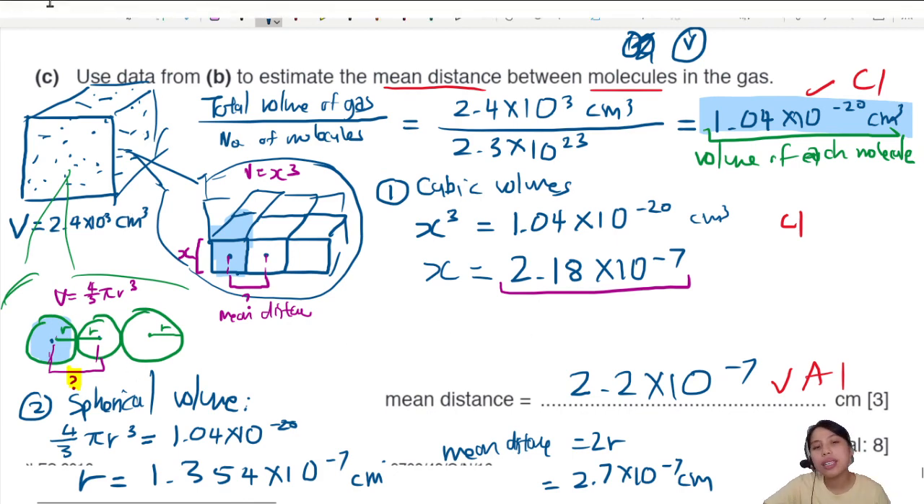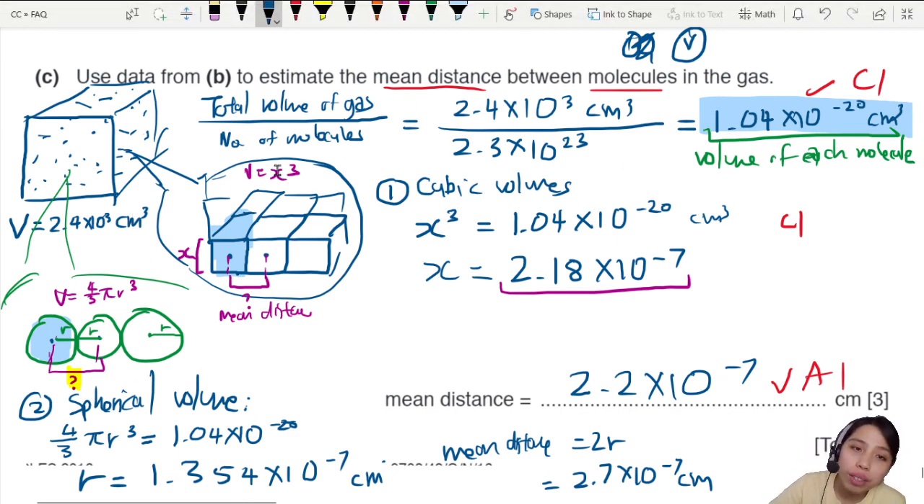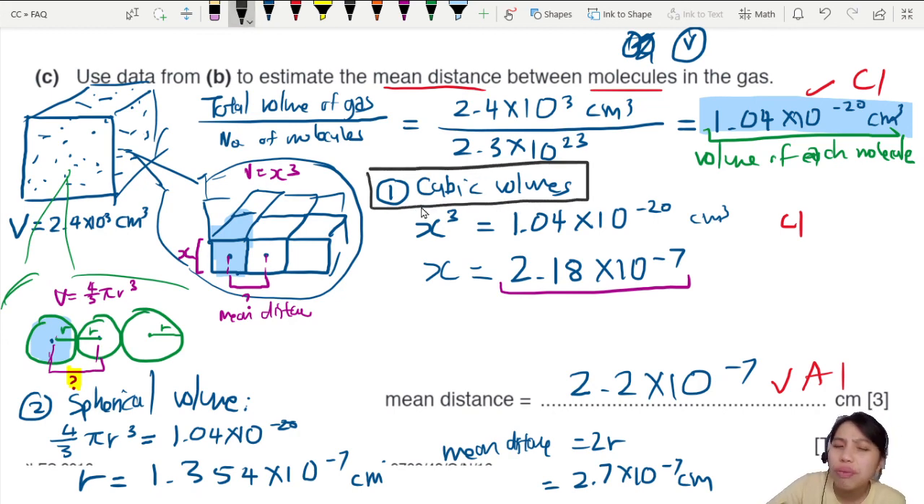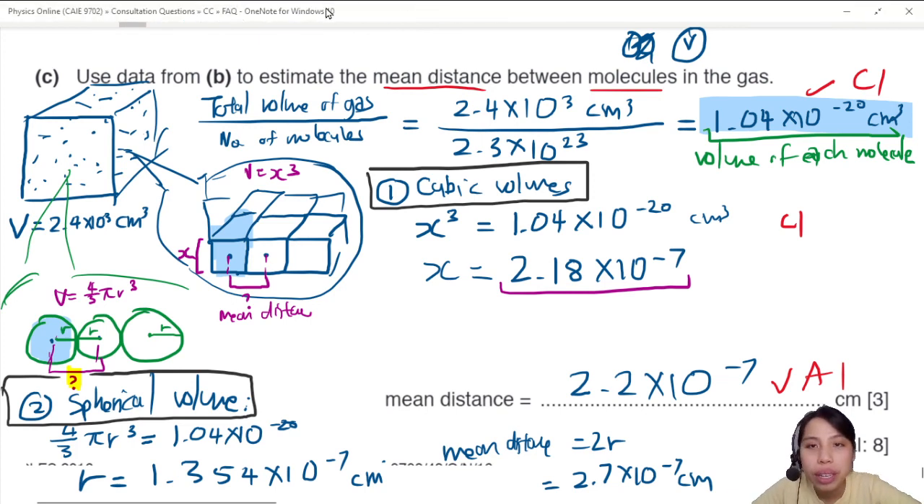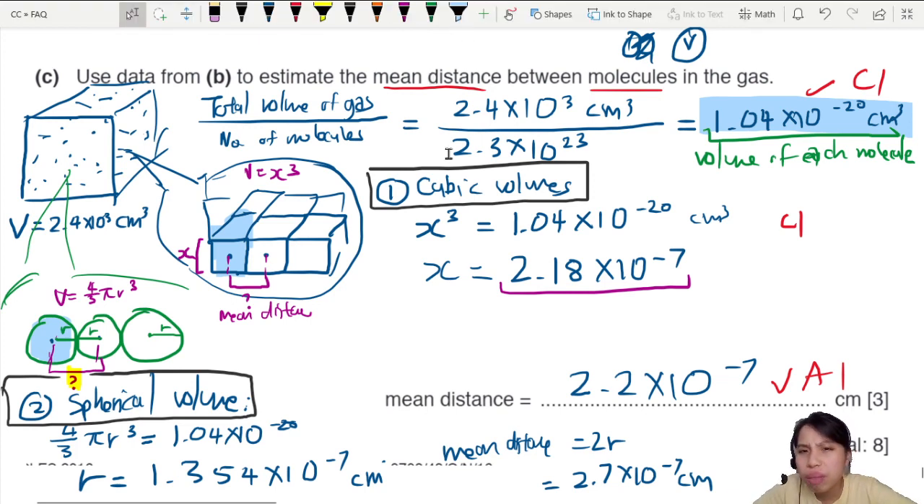Two ways. If you look at the mark scheme, they kind of suggest the first method, using cubic volume. So you make an assumption. These are assumptions. You find the average. The particles are all bouncing around, and they occupy a certain volume. You assume them to be cubes or spheres inside this container, occupying a certain space. And other particles cannot really come close because they repel each other, I guess.